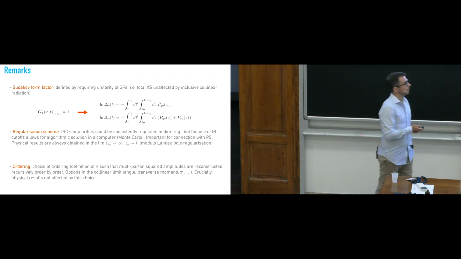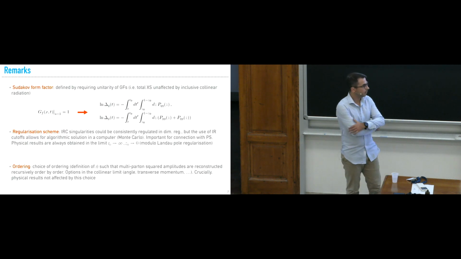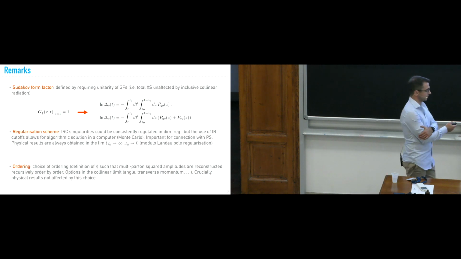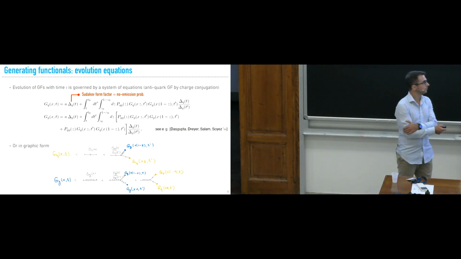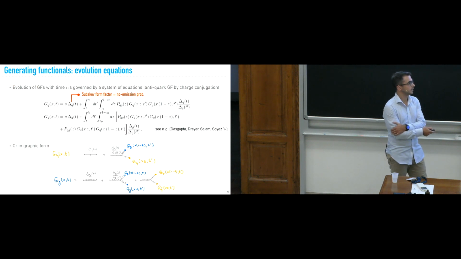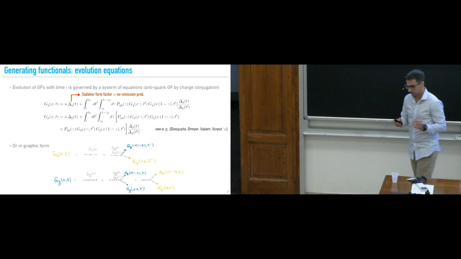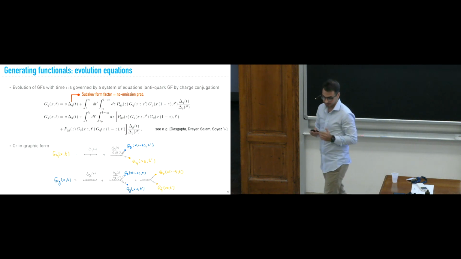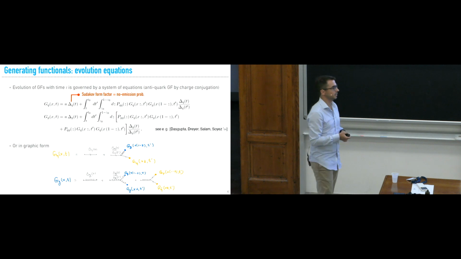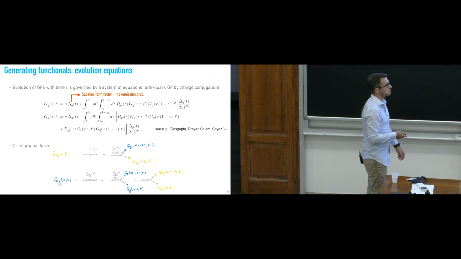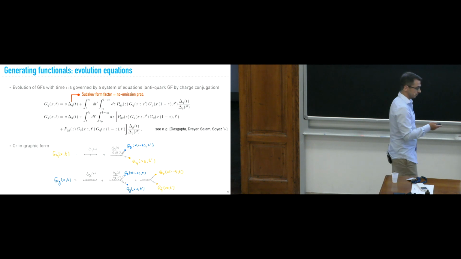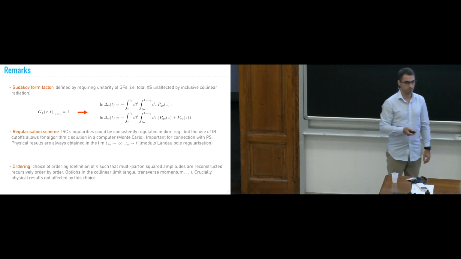Now, let me make a few remarks on this result. The first one is this object, the Sudakov form factor delta that, as I said before, describes the no emission probability. This is a very crucial concept in the field of parton showers, in that it tells you essentially how to generate emissions in a Markov chain algorithm. So the definition of the Sudakov delta is encoded in these equations, and it can be read out by essentially just imposing the constraint of unitarity.